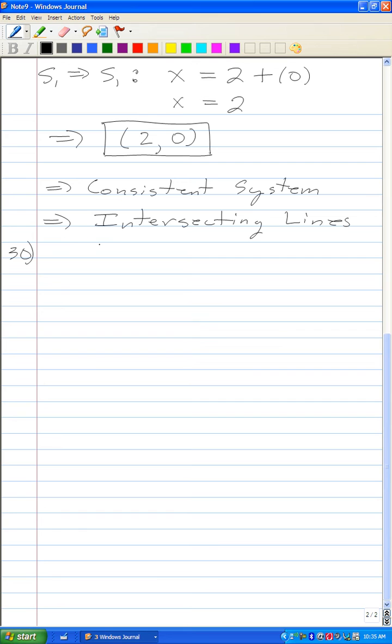So my first equation, I'll call it R1: 3y equals x minus 6. Second equation I'll call R2: x minus 3y is equal to 6. Okay, so let's solve for the variable x in the second equation.